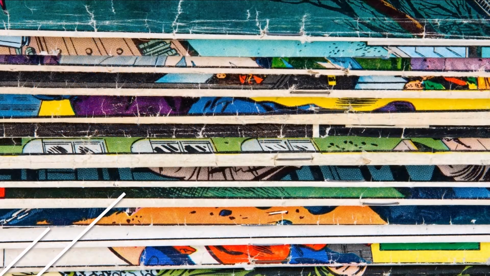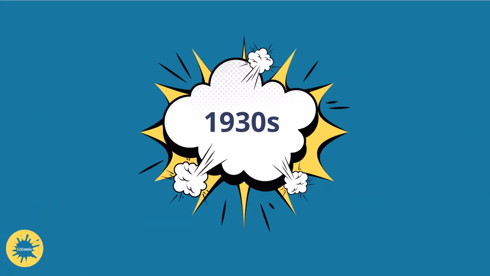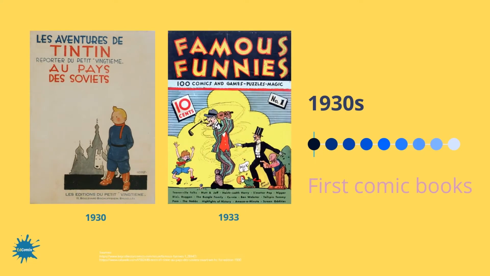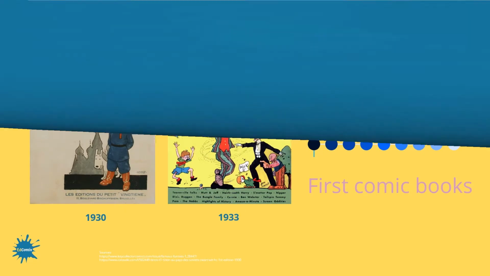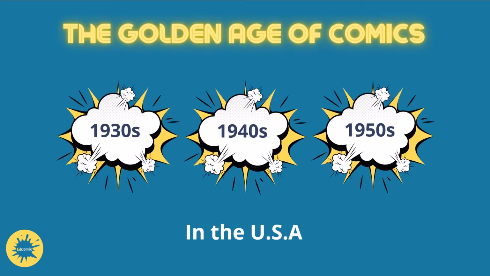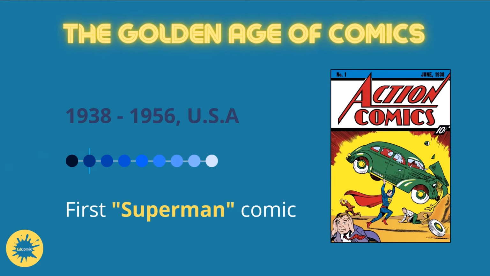In this video, we will present an overview of the history of comics. Our modern notion of comics originates from the 1930s. In this decade, the first comic books were created. This led the way to the golden age of comics in the USA, with the publication of Action Comics Superman in 1938.